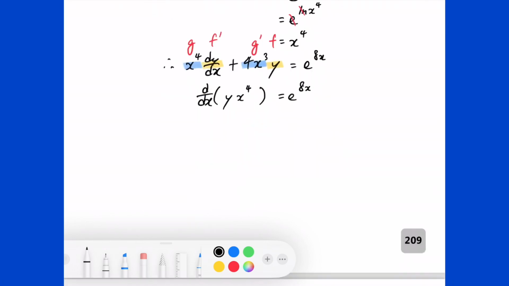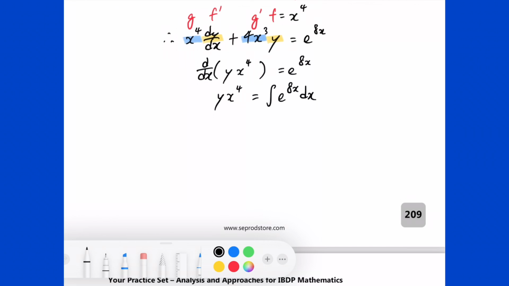Now we have the derivative of y x to the power 4 equals e to the power of 8x, which means y x to the power 4 equals the indefinite integral of e to the power of 8x. In order to integrate the right-hand side, we consider the coefficient of x, which is 8, and then we include 1 over 8 in front of e to the power of 8x. And of course, with an arbitrary constant.